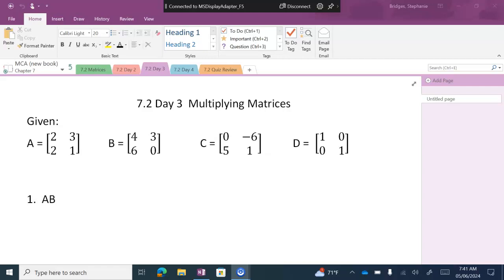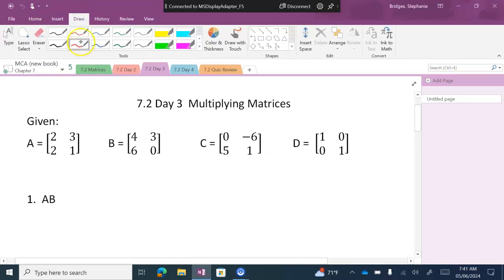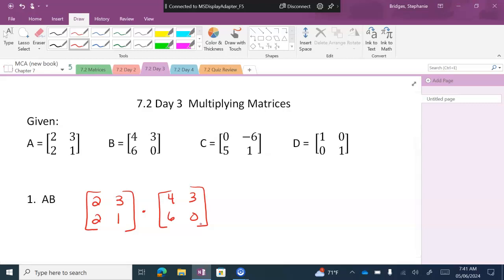So what I want to do first is I'm multiplying A times B, so I'm actually going to write them next to each other. And the order does matter when you're multiplying matrices, so you do want to write A first, and then times B. Okay, so we want to go ahead and set that up first. And this is not as easy as the adding and subtracting is, but it's not extremely difficult either. It's just a little bit of a process that we have to do.